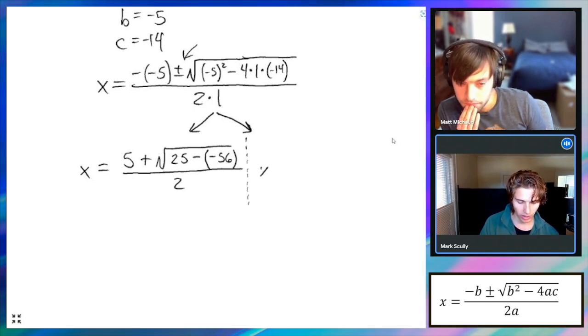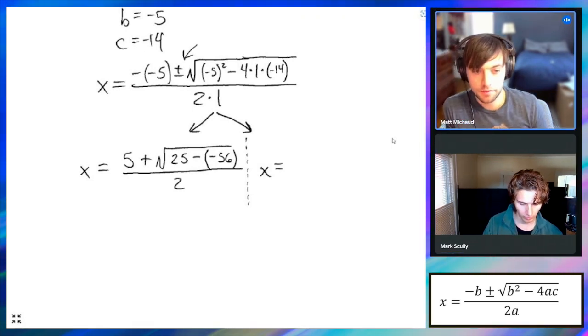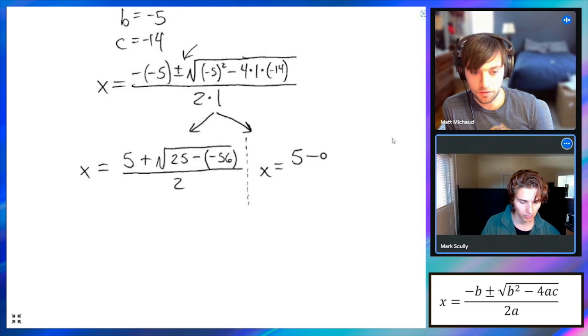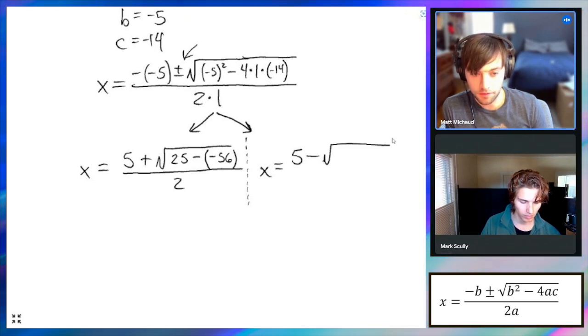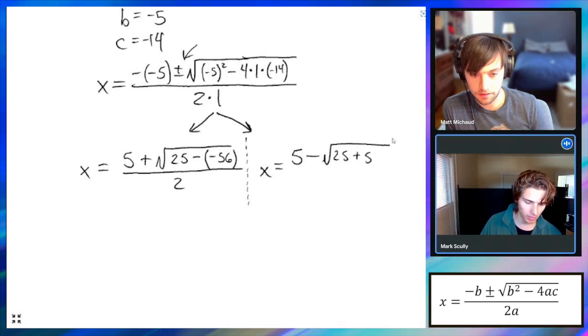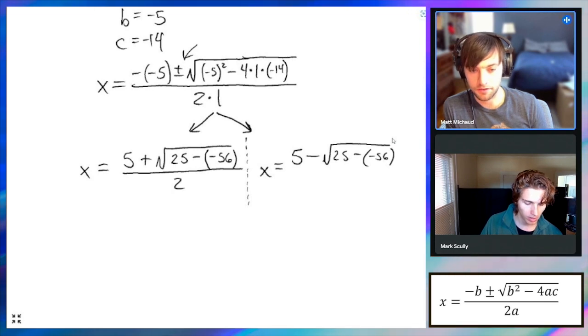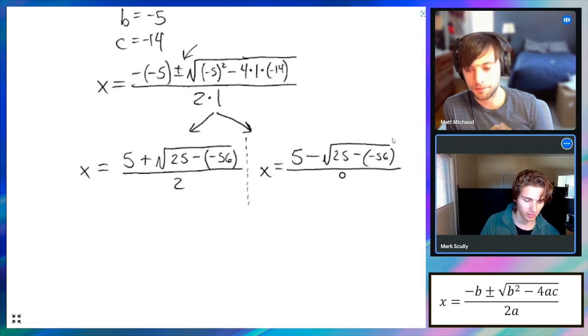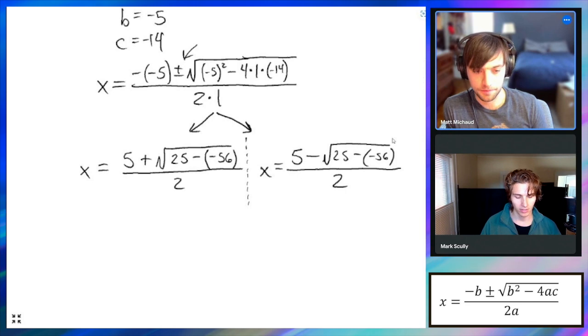Let's do this for our negative. Can you read out this equation, what it should be? 5 minus the square root of 25 minus negative 56. I'll make that plus 56 here. Well, I'll just keep it minus negative 56 for now. Oh, because we can convert those two minuses into a plus as well. That'll be our next step. Over 2. Yeah. Step 1 in solving it.